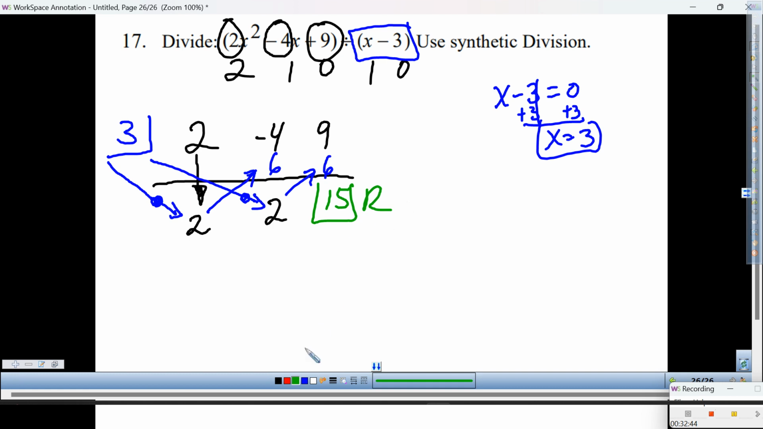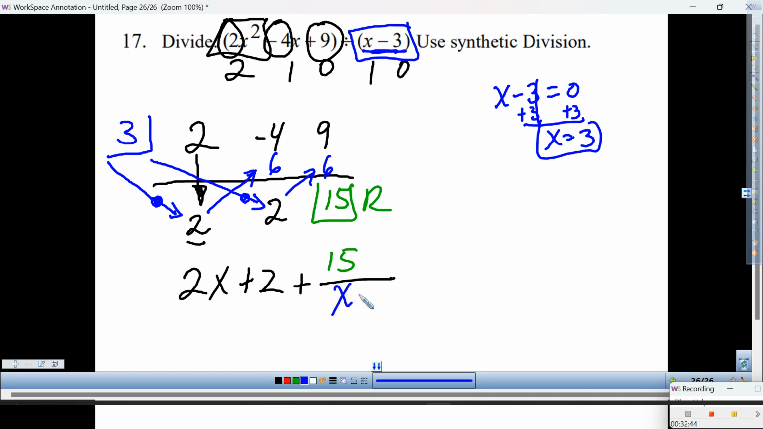So, we started off, look up, it was 2x squared, is that correct? But as soon as we do this division, we lose 1 degree. So instead of this number being 2x squared, it's no longer 2x squared, this is only 2x, which means that the next number that follows right here is just plus 2. And since we have a remainder, we put plus fraction bar 15 over, and what's my divisor? The original one was x minus 3.